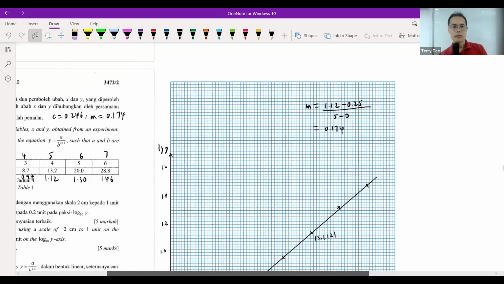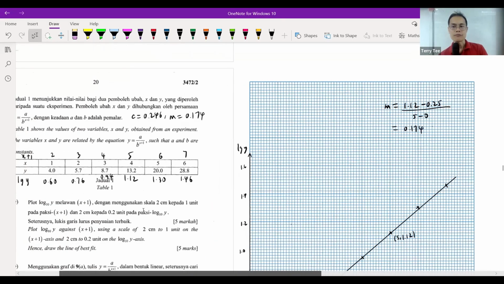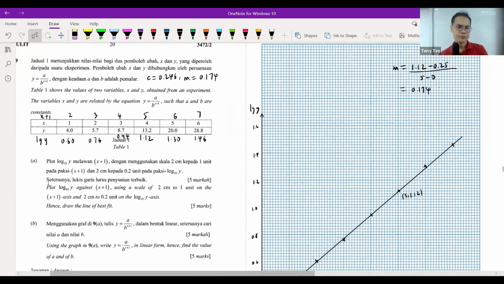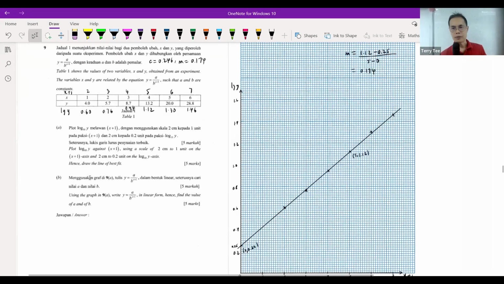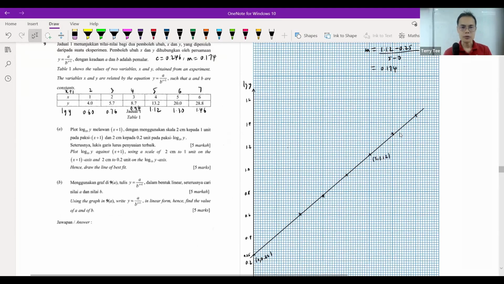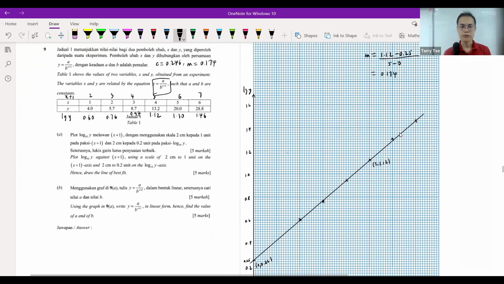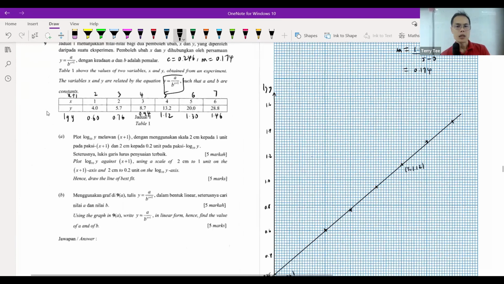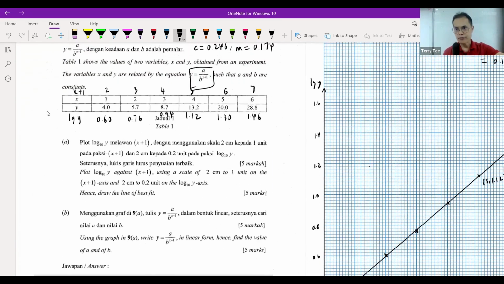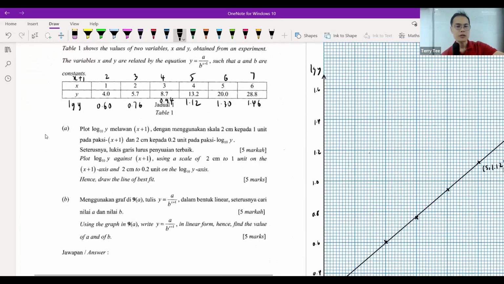Once you're done with the graph, what we want to do is find the values of unknowns A and B. To do that, we need to convert this equation to linear form. How to do that? We introduce log, based on the fact that we are plotting LGY versus x plus 1. So let me write down over here.